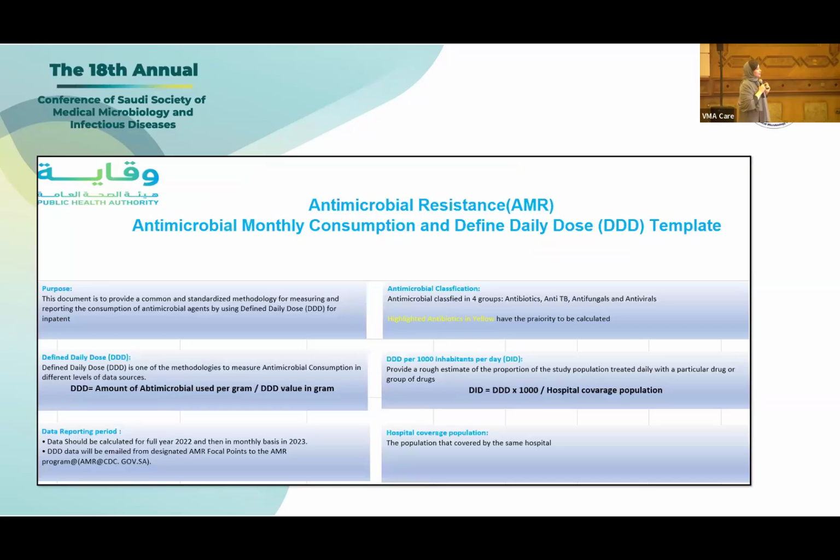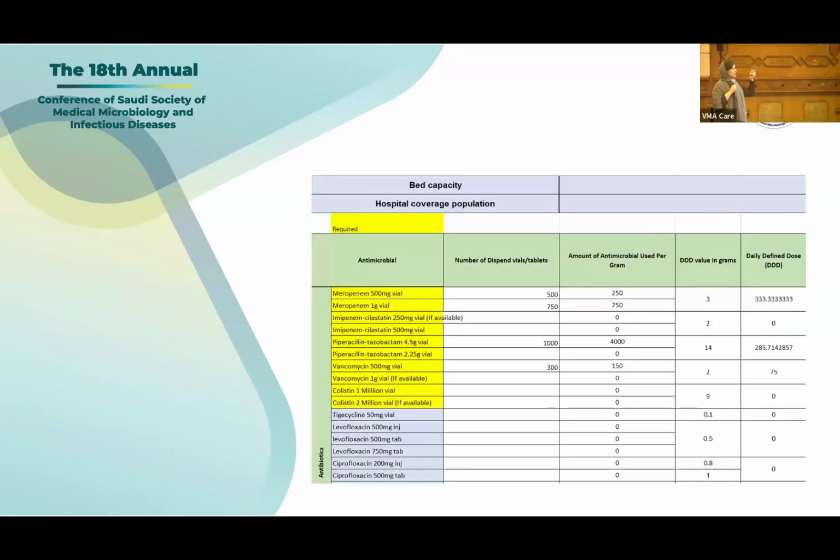Something that can be very useful for all of us is an Excel sheet made by the public health authority that can calculate the DDDs for you. You can just open it and enter the number of vials you've used per month, and it will calculate the DDDs used for this antimicrobial in that month, and you can compare it to the use every single month. So this is something accessible for everyone. If you find it in Wiqaya, good; if you don't, you can come to me. I'll share with you the Excel sheet by the end of this.